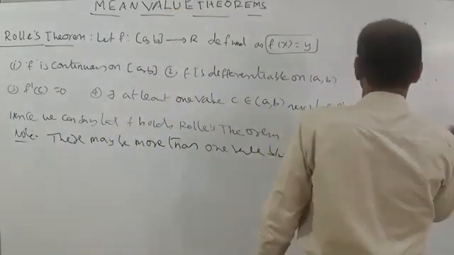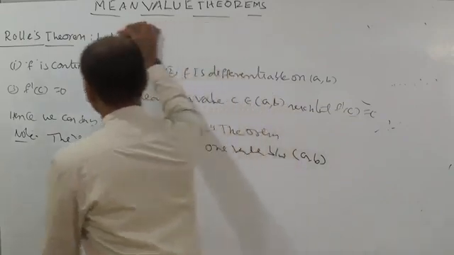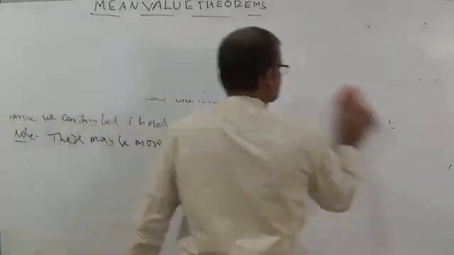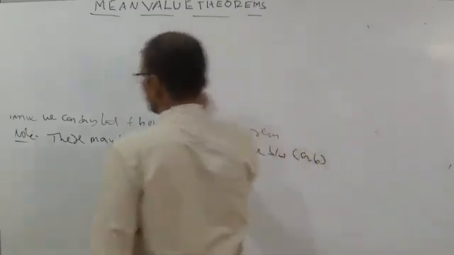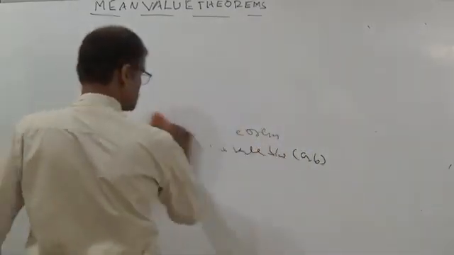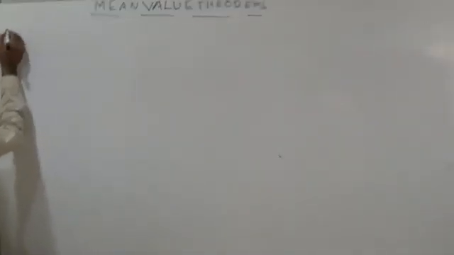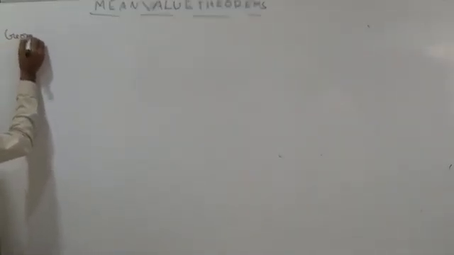Now let us discuss the geometrical interpretation of Rolle's theorem. This is the simple definition of Rolle's theorem, and a geometrical interpretation is also there. So what is the geometrical interpretation? Let us discuss the geometrical interpretation.